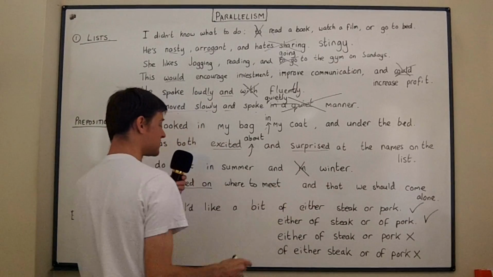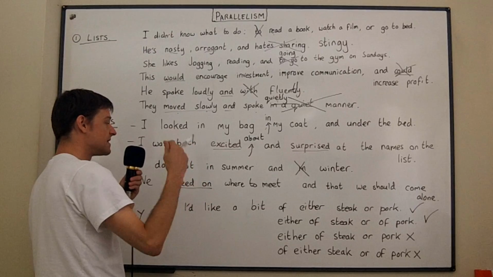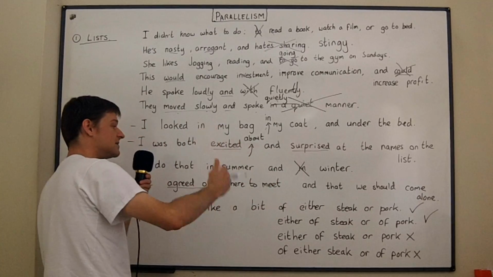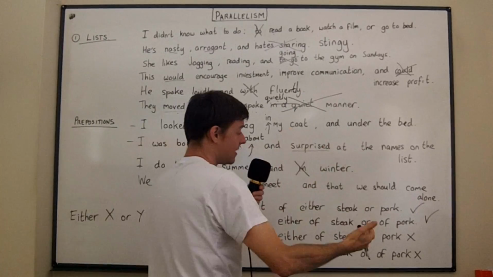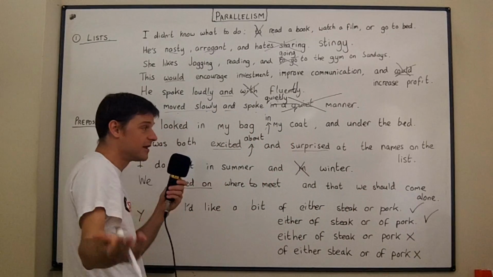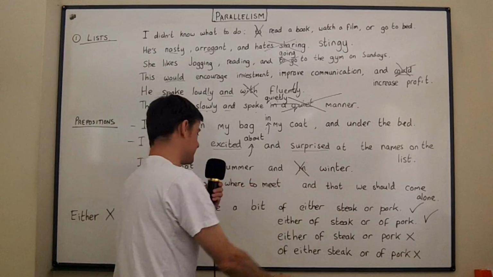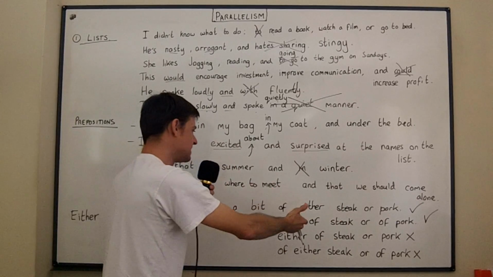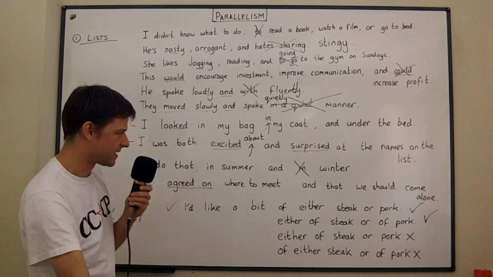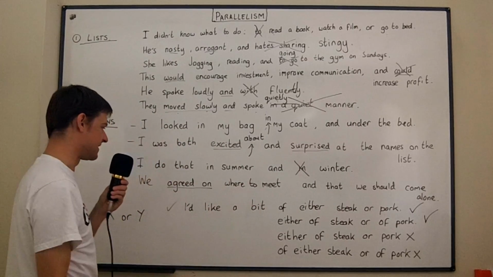Or we could use "that" twice. We could say "we agreed that we meet here and that we come alone," but you can get rid of "that we come" because you're using the same forms. So, "we agreed that we meet here and come alone," meet and come. Yeah, you're still keeping it parallel.